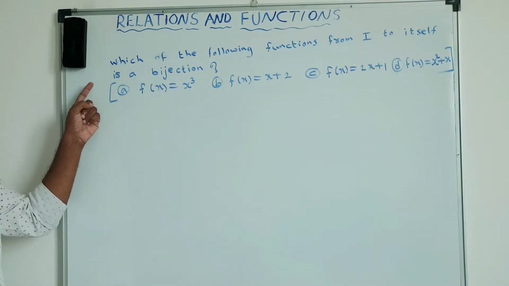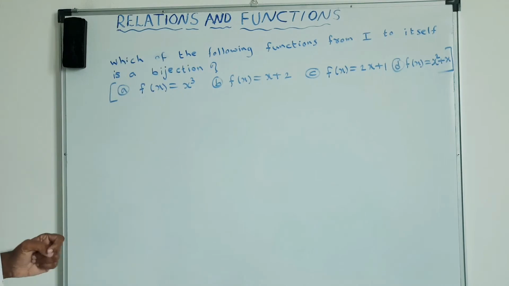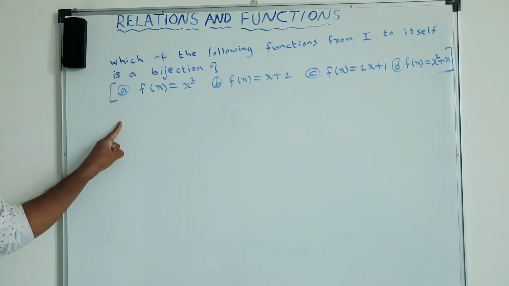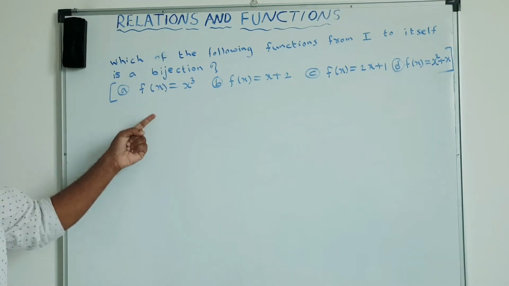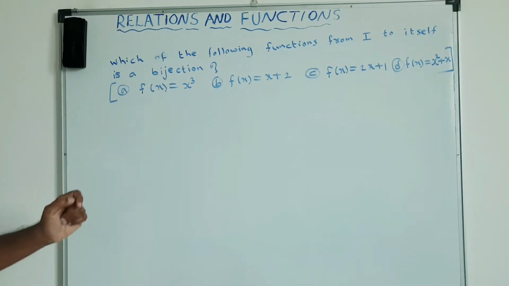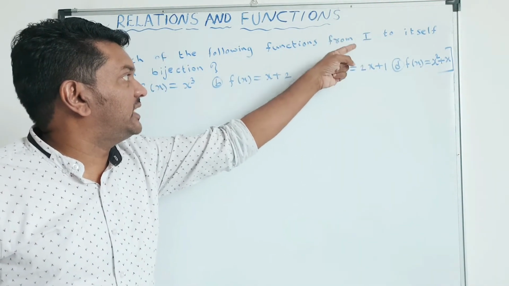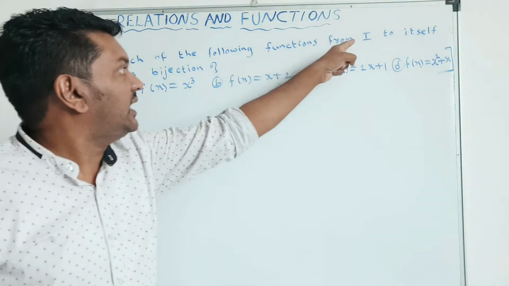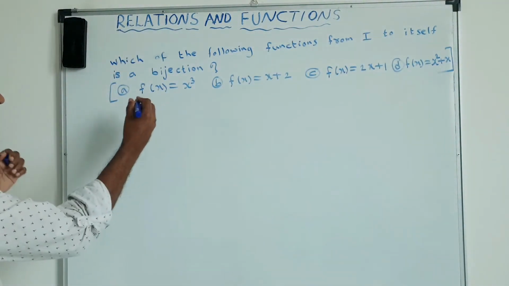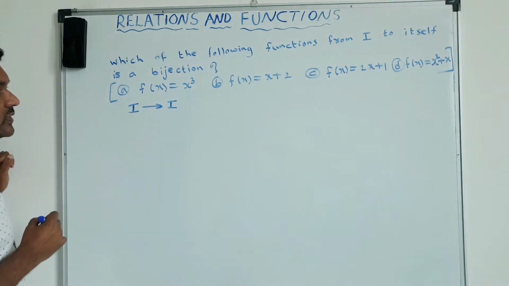Now the next question: which of the following functions from I to itself is a bijection? Bijection means it should be a one-to-one function and an onto function. Then only you can call it a bijective function. The function is defined from I to itself. I means integer. Commonly Z is used for denoting the integers, but here the letter I is used. So it is from I to I, meaning integer to integer.